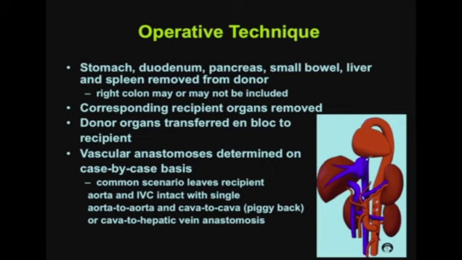The vascular anastomoses are really determined on a case-by-case basis. But amazingly, a common scenario will leave the recipient aorta and IVC intact, and there's only a single aorta to aorta and a single cava to cava piggyback or cava to hepatic vein anastomosis. So only two vascular anastomoses after this very, really sort of heroic procedure is done.